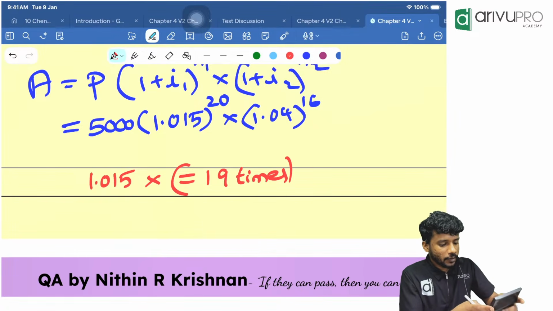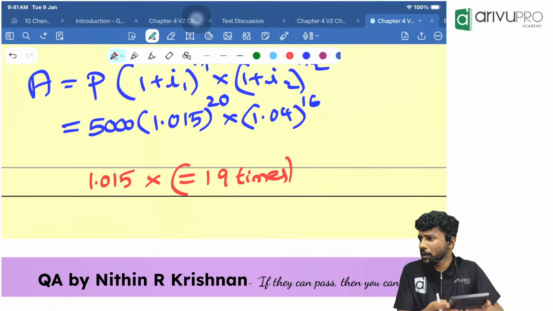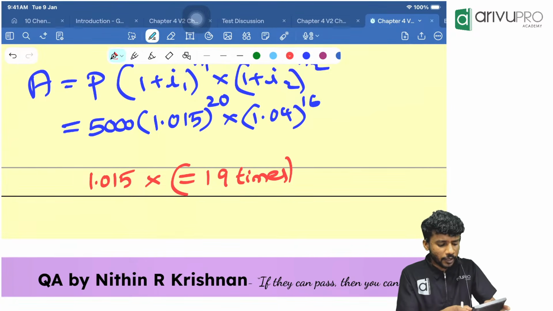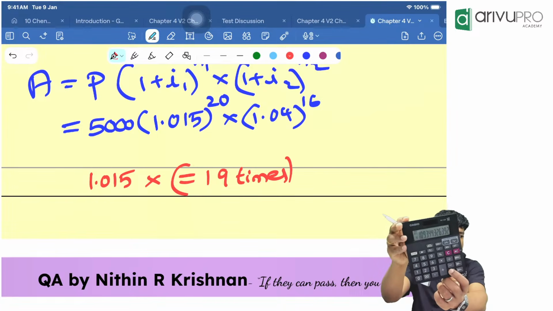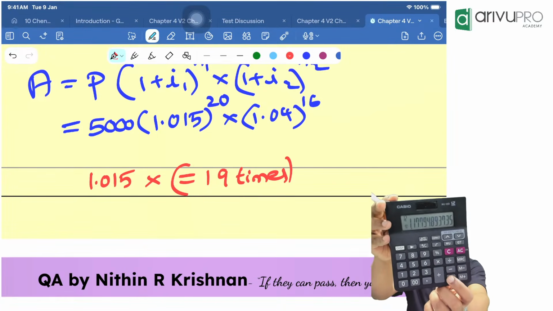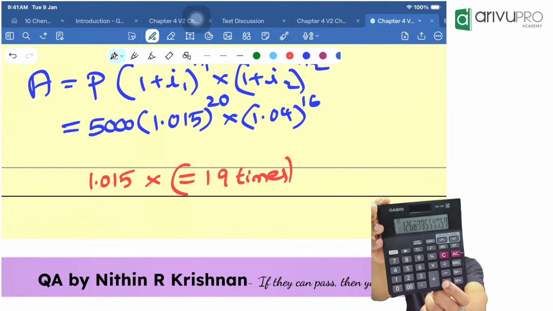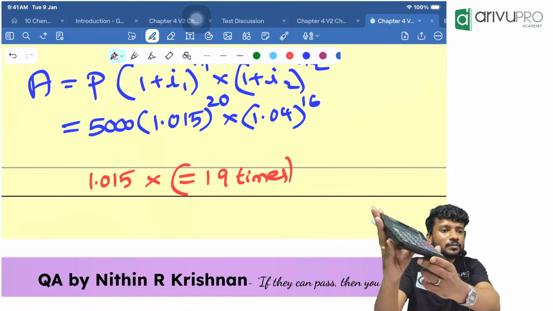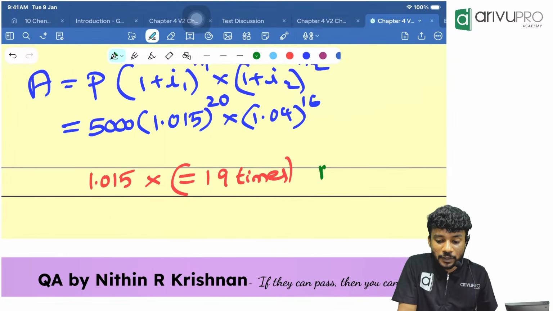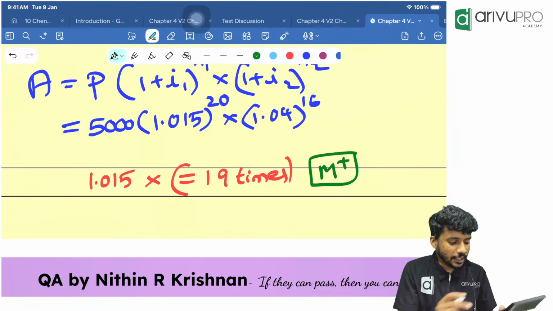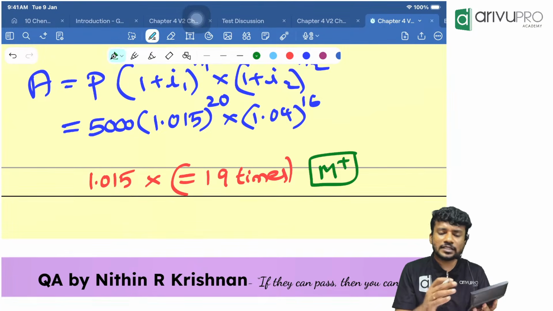Type that. First, clear the memory. How to clear the memory? Click MRC 2 times and clear the memory. Then 1.015 into, equal to, how many times? 19 times. 1, 2, 3, 4, 5, 6, 7, 8, 9, 10, 11, 12, 13, 14, 15, 16, 17, 18, 19. You got 1.346 something. I want to save it in the memory. How can I save it in the memory? Which button should I click? M plus. Click that M plus button. So that value is saved in the memory.